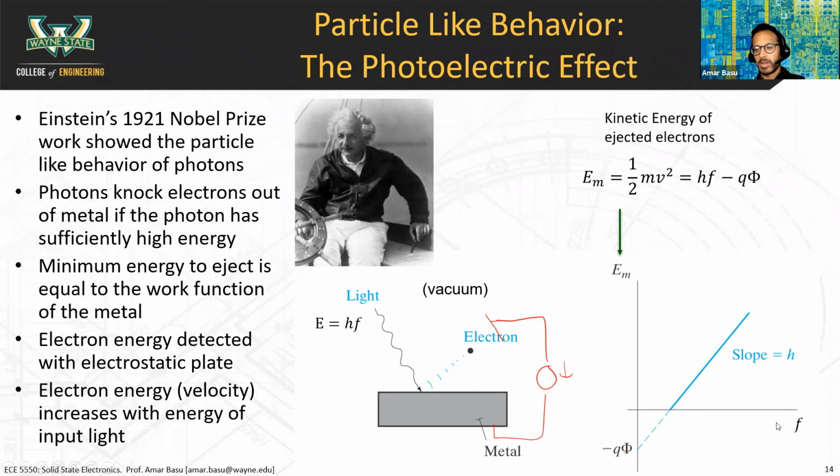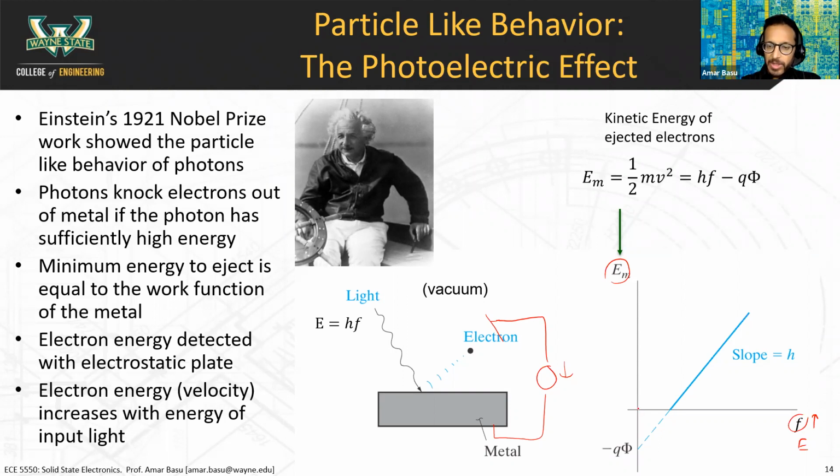So what's happening here is that he is increasing the frequency of the light. As the frequency is going up, the energy is also going up. So this is the energy of the light that he's shining on the metal. And the y-axis is the kinetic energy of the ejected electron, and that's what he's measuring using his electrostatic plate.